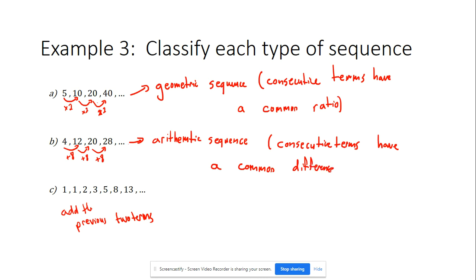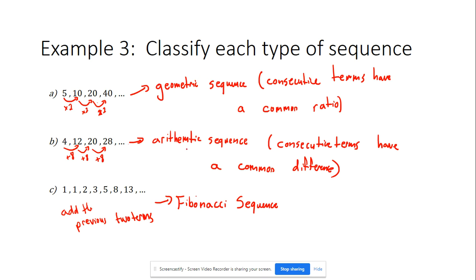Now, the last one is a fancy one, but we call this the Fibonacci sequence. I hope I'm spelling that right. The way the Fibonacci sequence works is you add the previous 2 terms, like 1 plus 1 is 2, 1 plus 2 is 3, 2 plus 3 is 5, 3 plus 5 is 8, and so forth. That's how you get the next term. You just keep adding the previous 2 terms. So this is what's different.